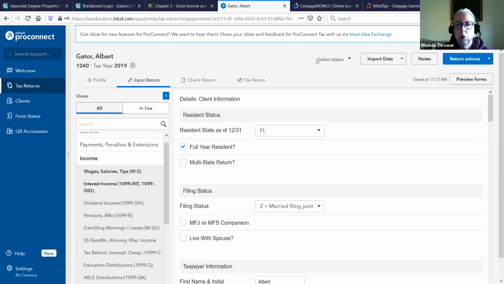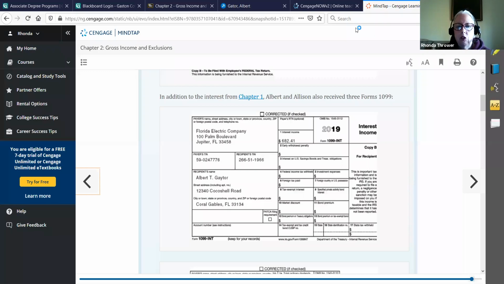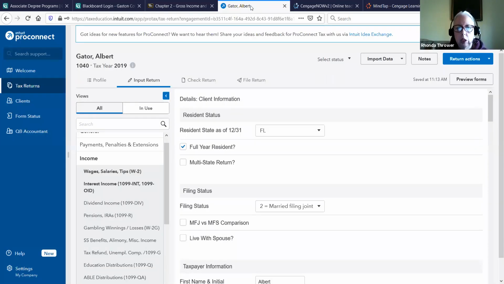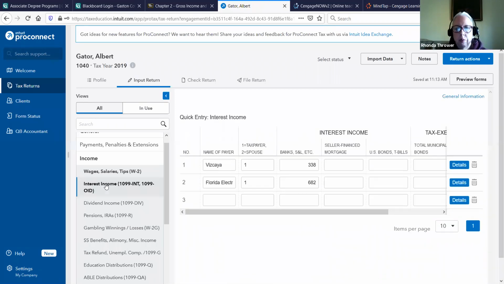You'll remember from your problem instructions that you had some interest income that you haven't recorded for the Florida Electric Company. So you're going to add this to the information that you already have. I'm going to switch back to ProConnect, and I'm going to click on interest income. It's going to pull up this Visca Bank that we entered from chapter 1. The $338 was already there.